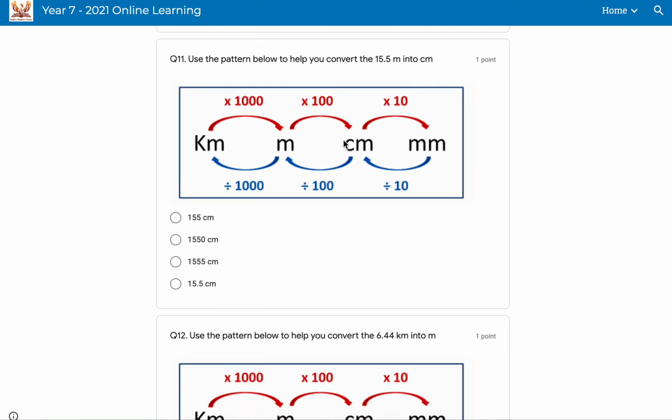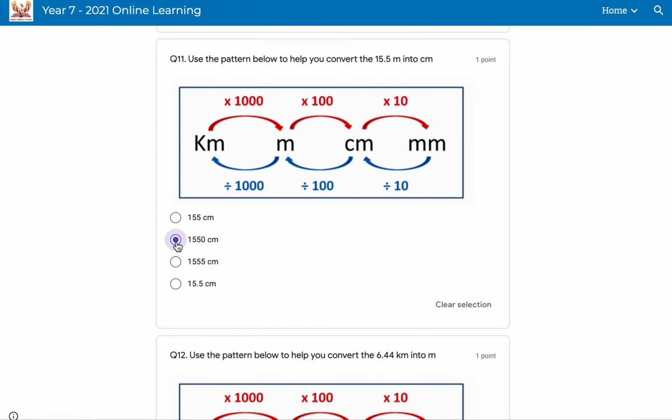Okay, so this time we've got 15.5 meters. So again, we're in the same spot and we're going to centimeters. So we're doing the same thing again, multiplying by 100. So 15.5 multiplied by 100 is 1,550.